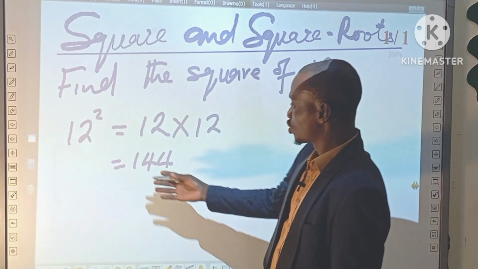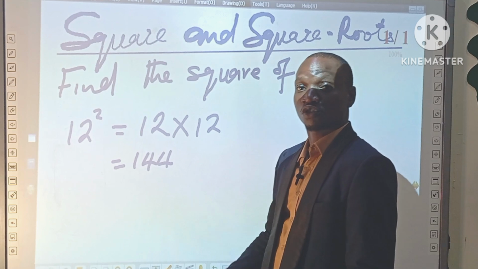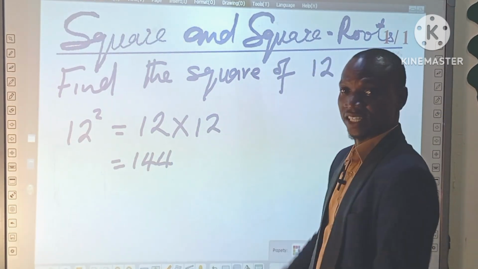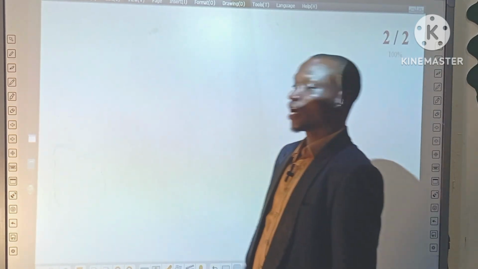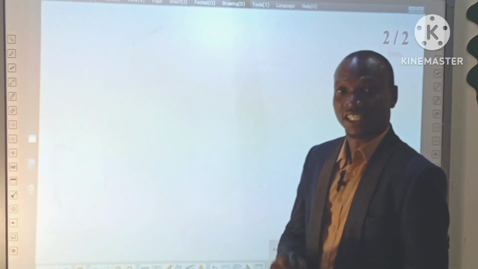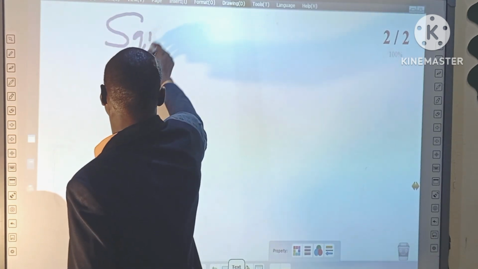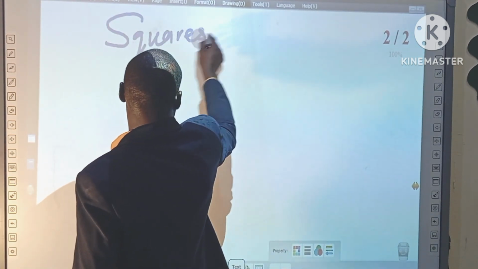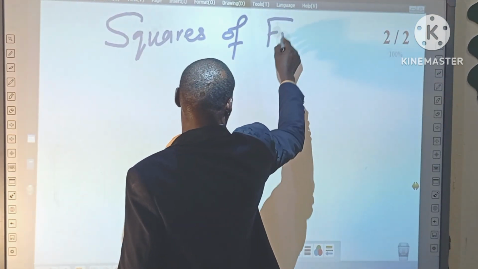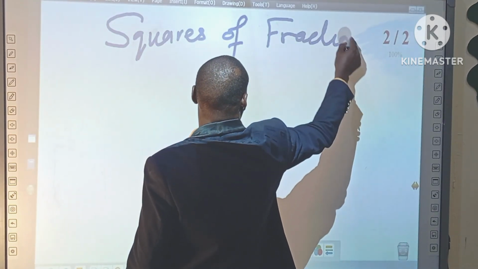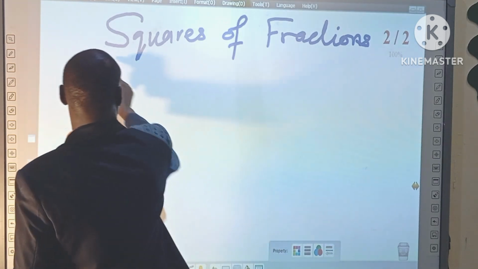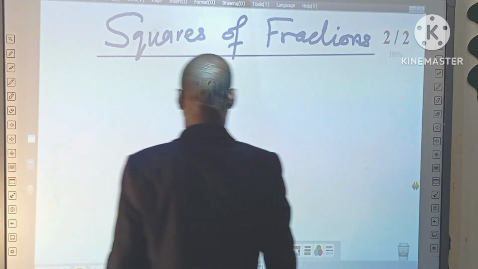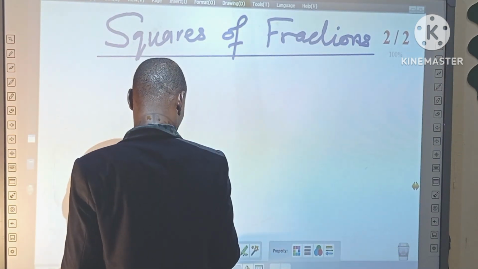So, when you're asked to look for the square root of 144, you simply know it is what? 12. But this is easy. Today, we shall be exploring more. We'll be looking at squares of decimals and squares of fractions. Squares of fractions.